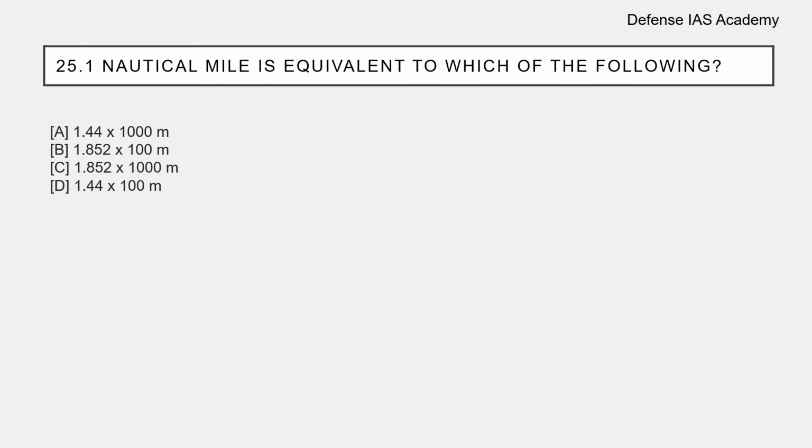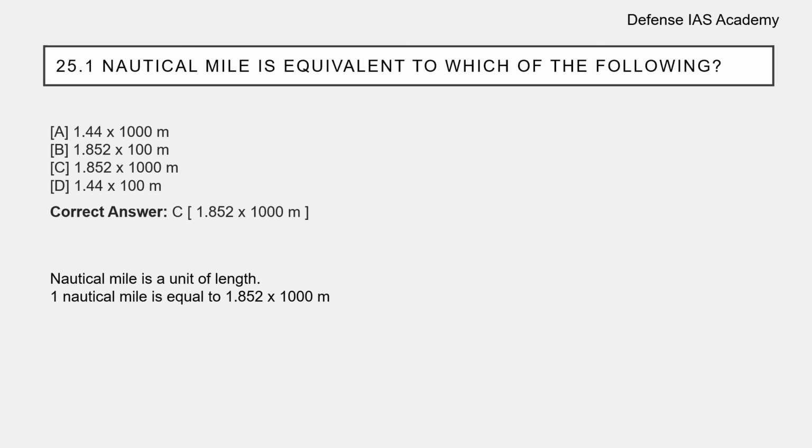Question 25. 1 nautical mile is equivalent to which of the following? Options are option A, 1.44 into 1000 meter, option B, 1.852 into 100 meter, option C, 1.852 into 1000 meter, option D, 1.44 into 100 meter. The correct answer is option C, 1.852 into 1000 meter. Nautical mile is a unit of length. 1 nautical mile is equal to 1.852 into 1000 meter.